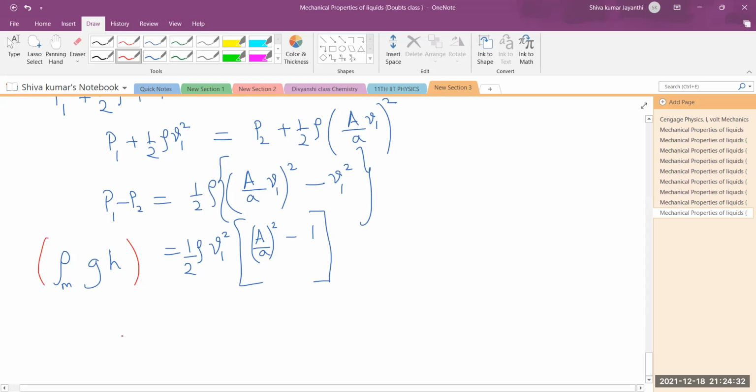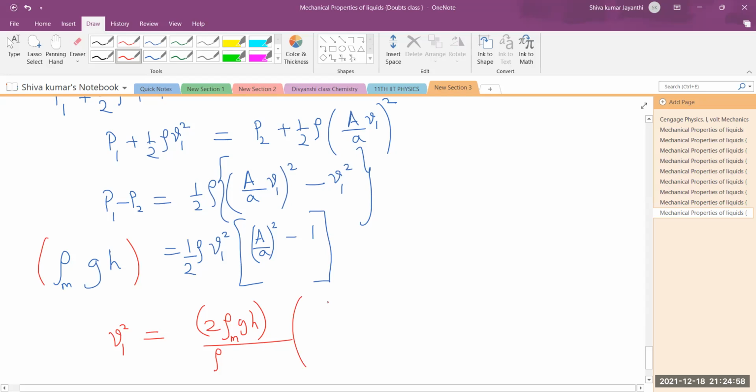Now we want V1. Our aim is to find V1. So put V1 square on one side and all the other terms on the other side. 2 rho liquid GH, by this. This rho is different. Again, I'm telling you that this rho is different. This is the rho of the liquid. Okay. This is the rho of the medium, we call it. And this rho is different.